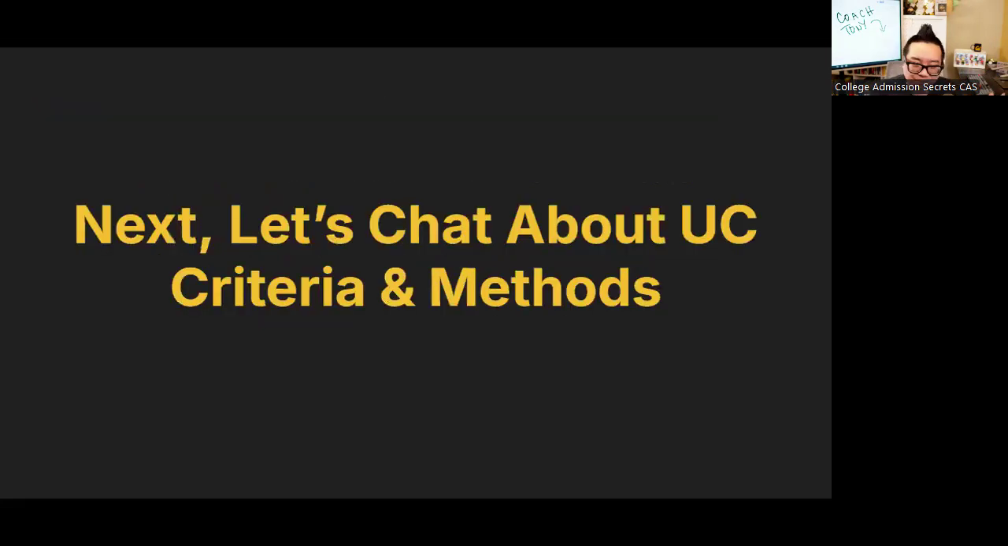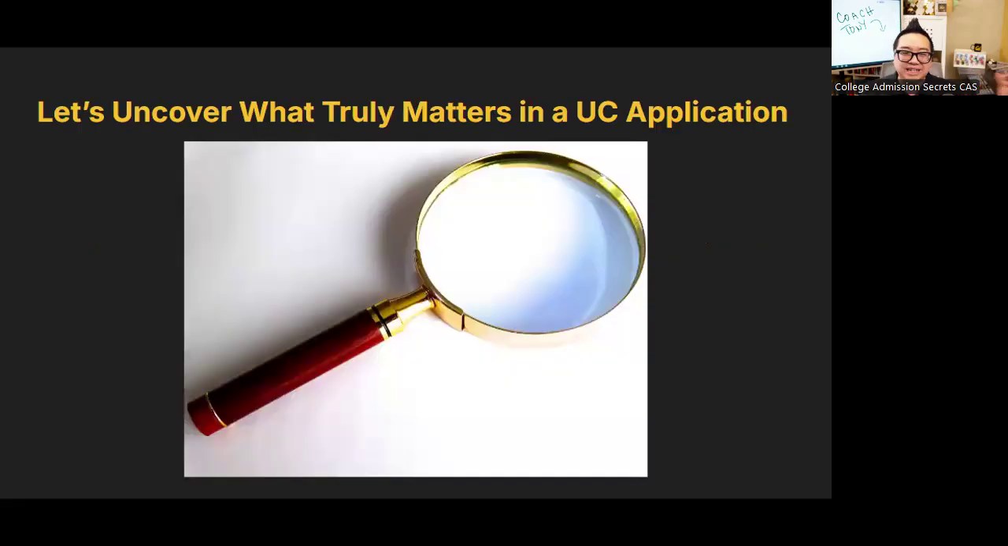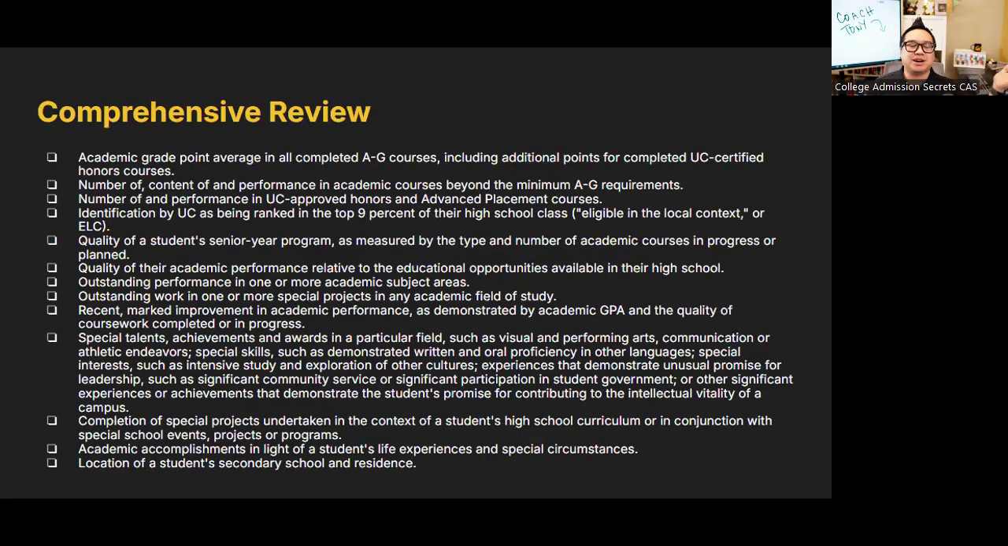Okay. Now that we've broken some myths, let's talk about the UC criteria and methods. What really does matter in a UC application? There are 13 things that readers are trained to look for in all apps. These are called the comprehensive review factors, right? 13 factors that are really important to get correct.